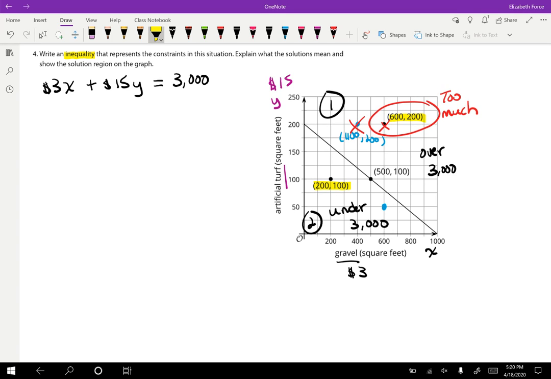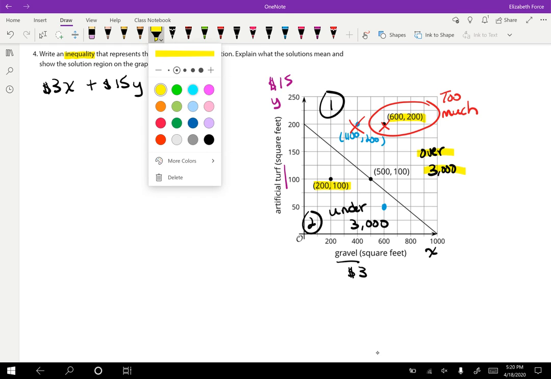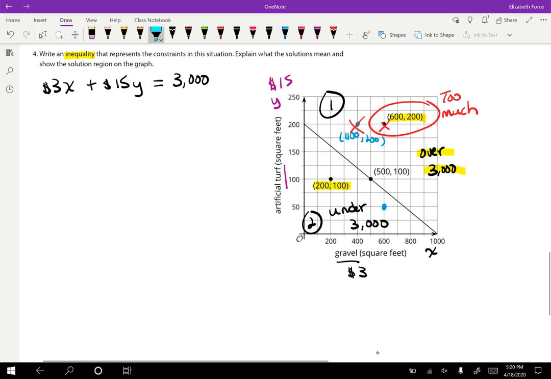So in our graph over here, we've discovered that everybody in region 1 was over $3,000, which is not good because if it's over $3,000, she went out of her budget. But everybody in region 2 was actually under $3,000, which is totally fine. And in problem number 1, we talked about how the line actually represents exactly $3,000. So every point on this line is exactly $3,000.